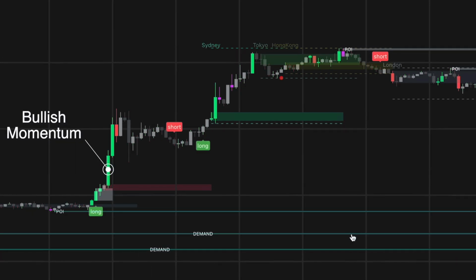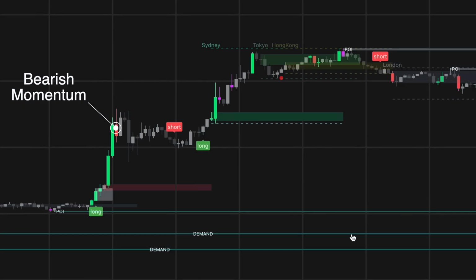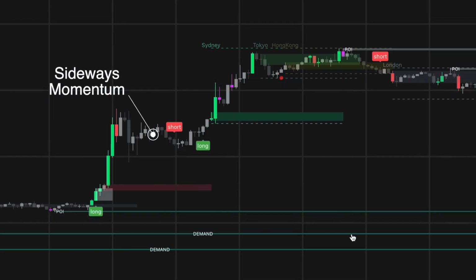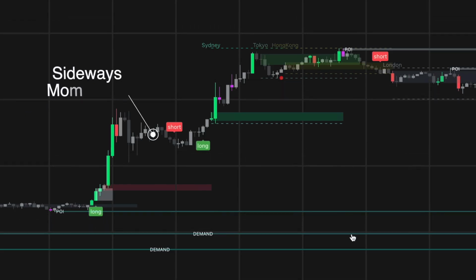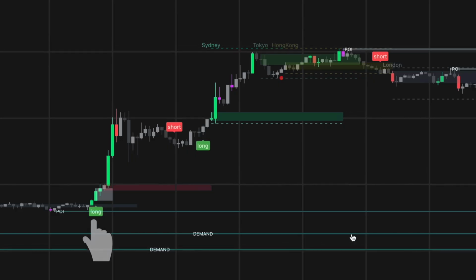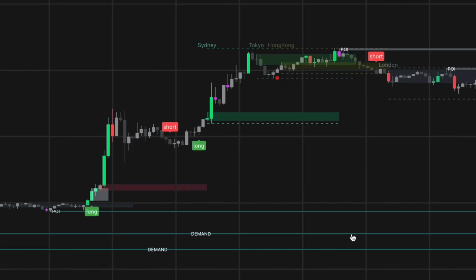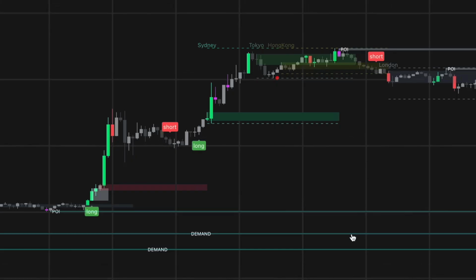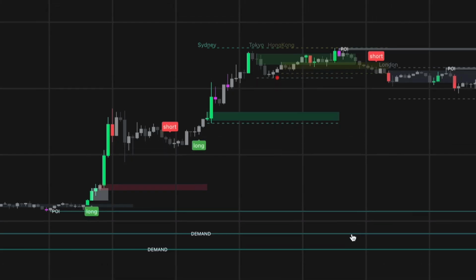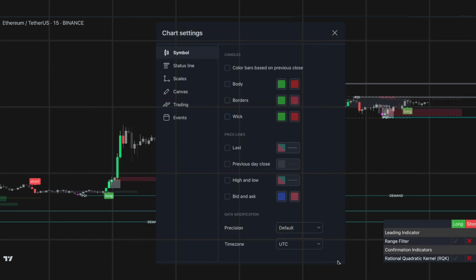Green candles indicate bullish momentum. Red candles signal bearish momentum. Gray bars are displayed when the market consolidates. If a buy signal appears under a green bar, the chances of it being profitable are much higher. The opposite is true for a sell signal. Before using this indicator, I suggest accessing the chart settings and hiding the candle body and wicks. This way, the candle colors will be easier to read.